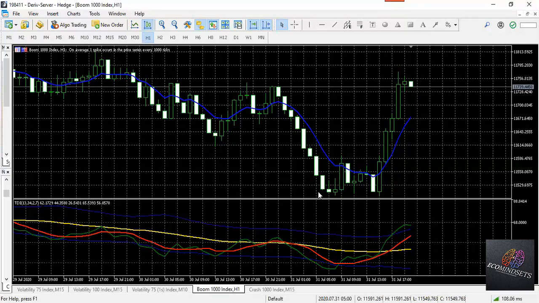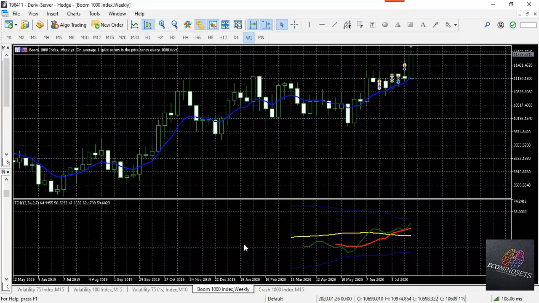All right, so over here on Boom 1000, we will only be looking for sell opportunities. We are not catching spikes here. We are only selling. We are scalping the sells. So as I said, you first go to your weekly. Now from your weekly, here you can see weekly is very, very bullish.